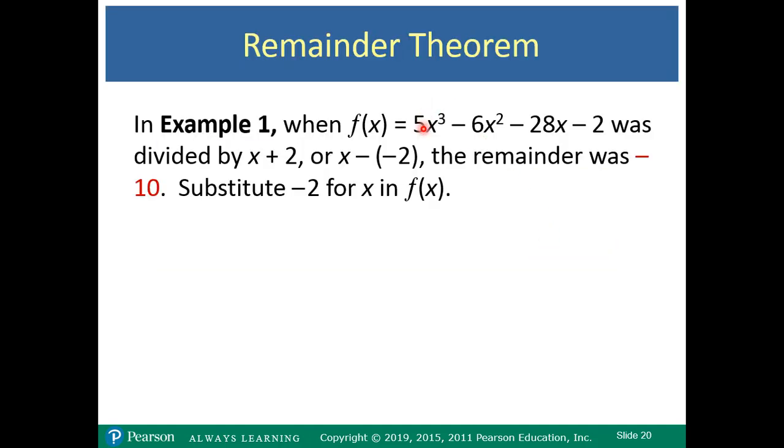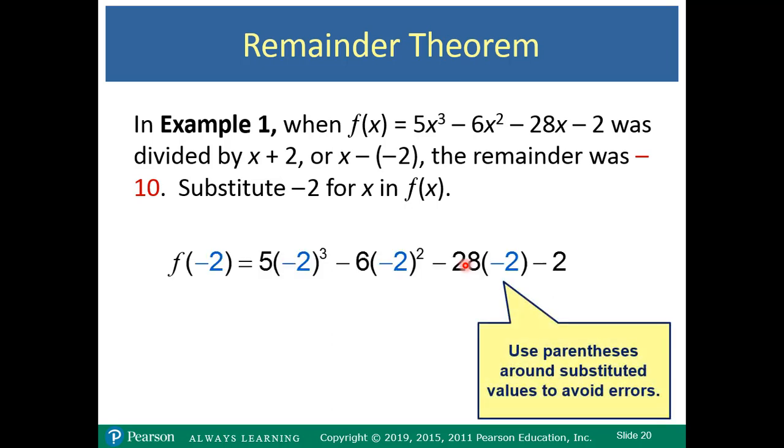So in this example here, we said for this f of x, we divided by x plus 2, and the remainder was negative 10. So that means f of negative 2 is equal to negative 10. That's what the remainder theorem says. Okay, right? So we can easily verify this by plugging in negative 2 for x into f of x. So if we plug in negative 2 and then simplify, we get negative 10. Okay, and again, make sure you use parentheses when necessary.